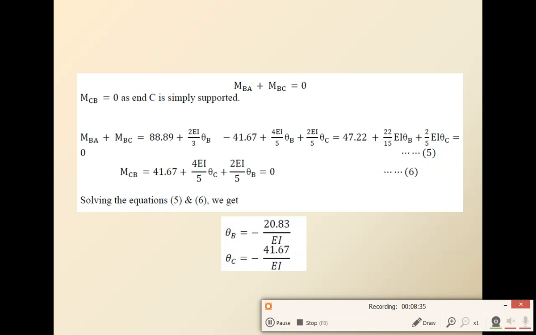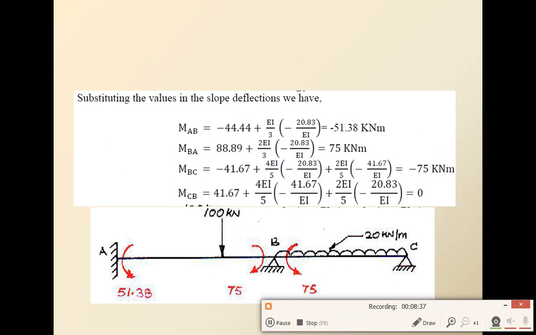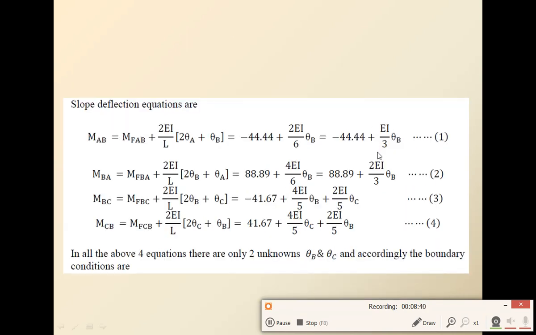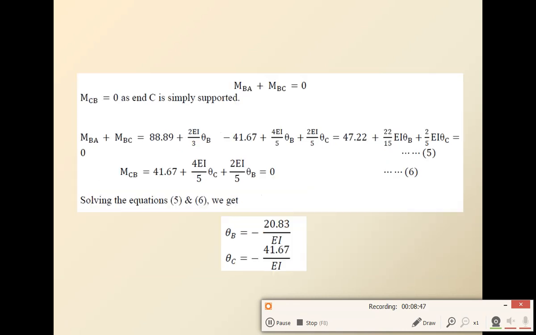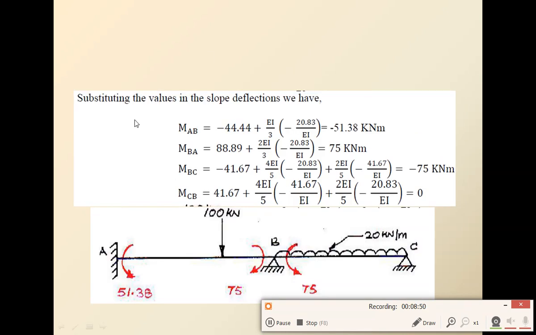After finding these unknown rotations, you have to substitute them into the slope deflection equations to find the final end moments. So for MAB, in this case, minus 51.38 kilonewton meter, MBA is 75 kilonewton meter, MBC is minus 75 kilonewton meter, and MCB is 0. Here k should be small, remember that. So these are the final end moments.